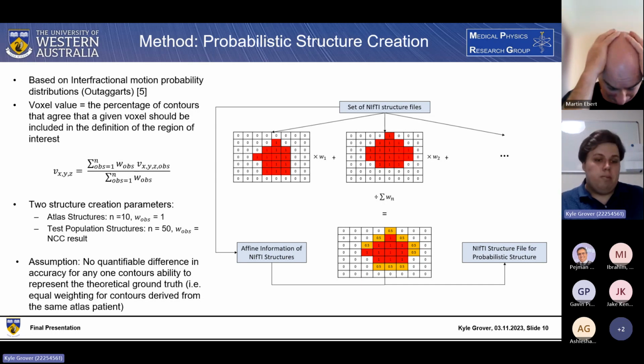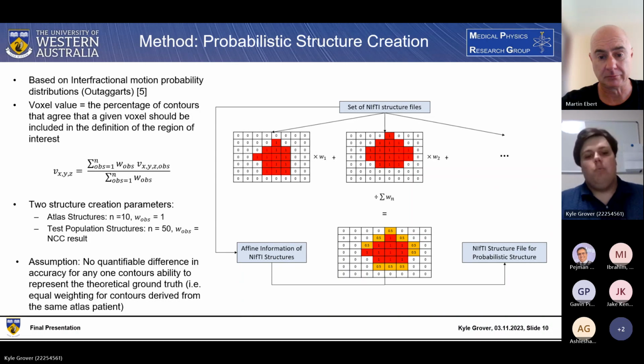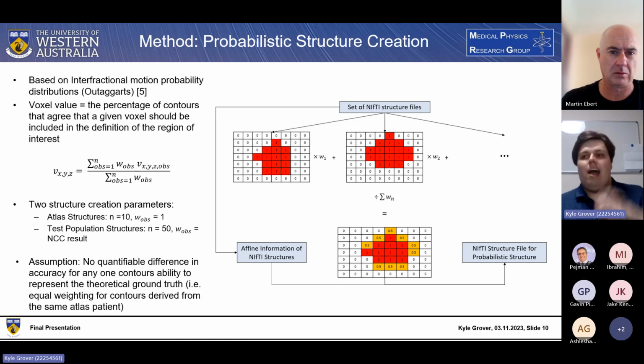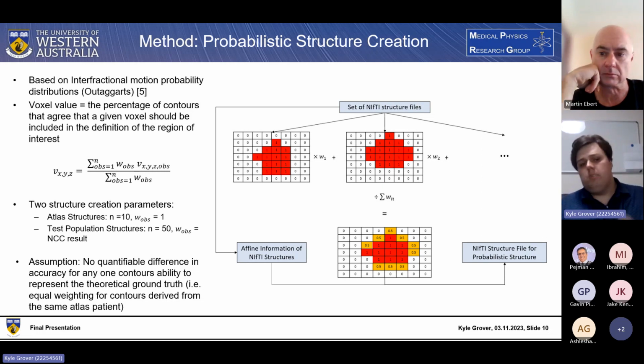This is done with two different parameter sets. Whenever we're working with the atlas structures, we are considering 10 contours that we're using to construct these probabilistic structures, and each of them will have a simple weighting of 1. Whereas when we're working with the test population structures, where we have a total of 50 contours that we're considering, each of them is going to receive a weighting value equal to the normalized cross-correlation value that their atlas CT got for how similar it was to the test patient after the registration process.